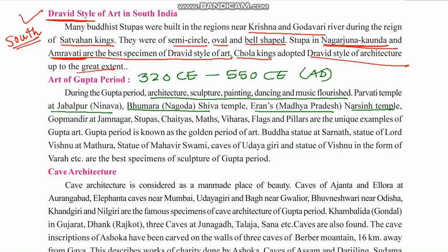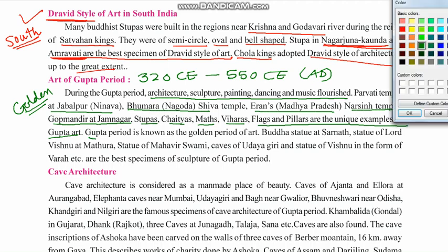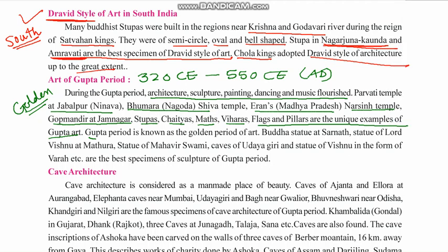Narsimha temple, Gopu Mandir at Jamnagar, stupas, chaityas, mutts, viharas, flags and pillars are the unique examples of the Gupta period. See, the Gupta period is also considered the golden period for architecture. It is also known as the golden period of art. You can remember this. Let me highlight it with another color so you can easily remember it.